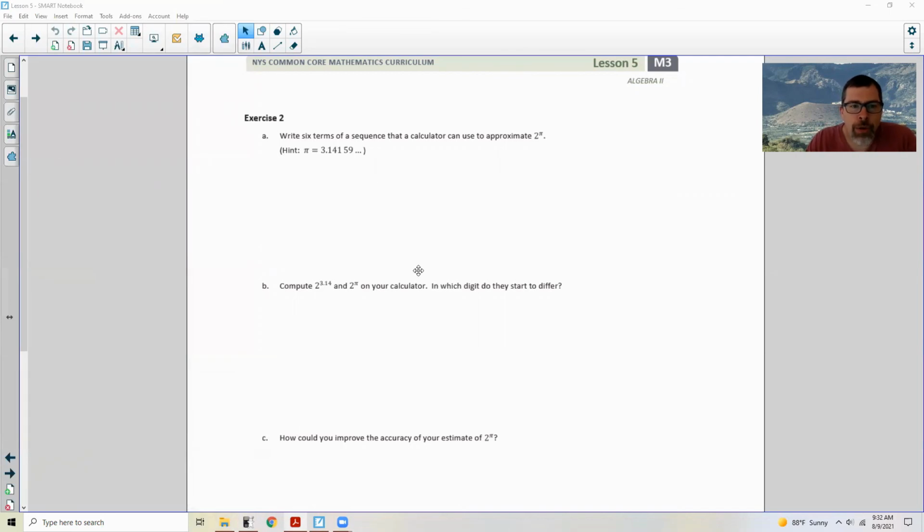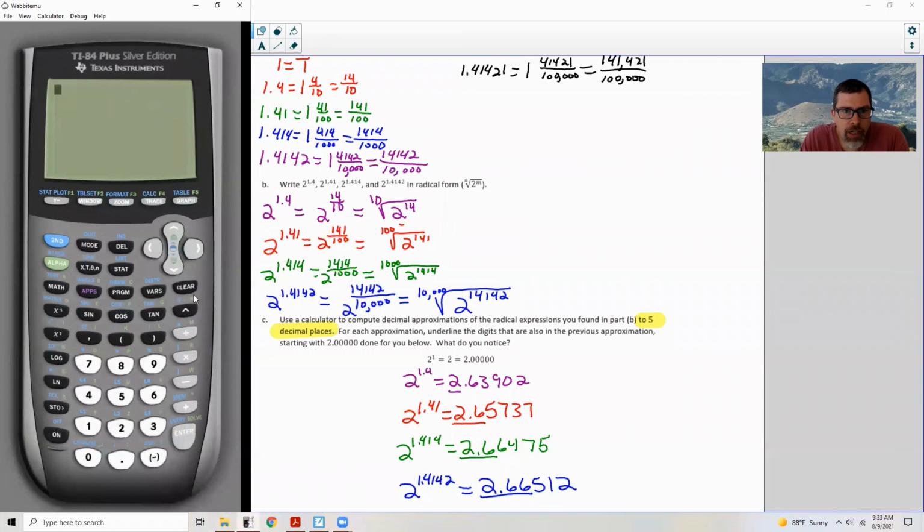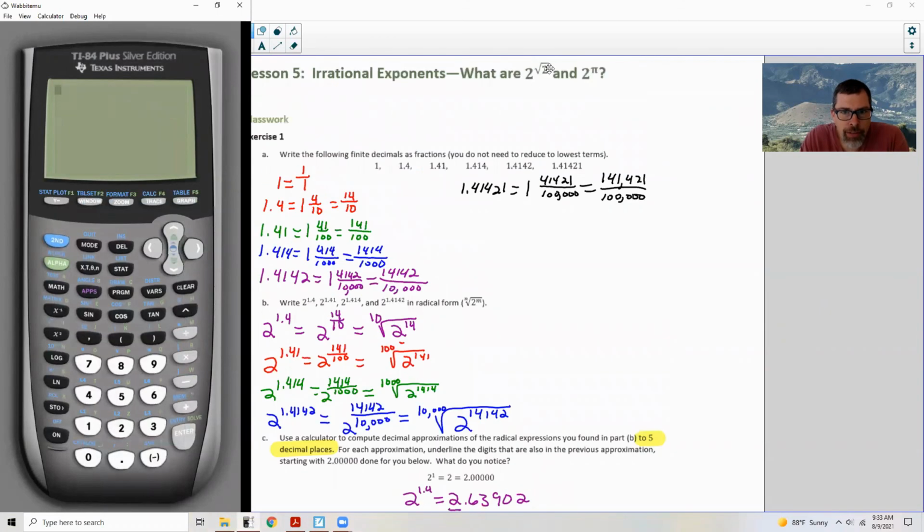Okay, now exercise 2 on page 2 says, write 6 terms of a sequence that a calculator can use to approximate 2 to the power of pi. Okay, so before I do that, I want to go back to part C in page 1. And looking at this, we're getting a number 2.66512. So what number is that actually becoming? Notice the name of the lesson. So if I took 2 to the power of the square root of 2, what do I get?